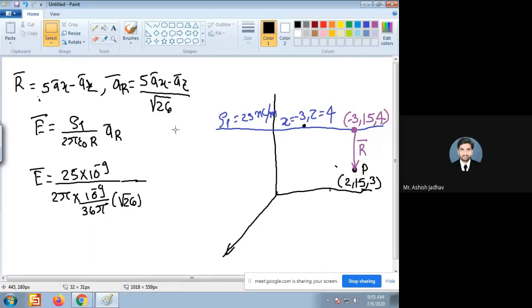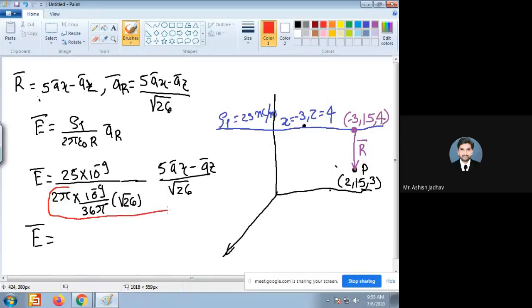Convert it into a unit vector. So what is the unit vector? The unit vector is (5 a bar x minus a bar z) divided by the square root of 26, right? So calculate the answer and tell me the final answer for E bar. For that you need to calculate this first and divide it by the numerator.